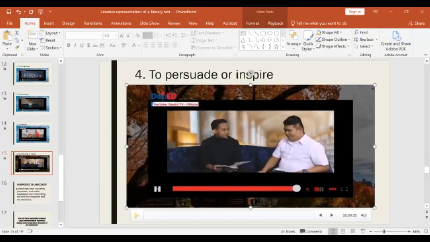Kasi syempre hindi naman magiging successful ang isang tao pag hindi siya dumaan sa pagsubok. So ganun din yung purpose ng anecdote. If these stories inspire us, then get the best practices na ginawa ng tao, and then we apply them in our real lives. Okay? Or sometimes yung nagpa-persuade, paano ba yung nagpa-persuade? Yung sabihin mo, ang kukunin ko na lang na course is HUMSS kasi walang math yun, walang science. Sulat-sulat lang yun.